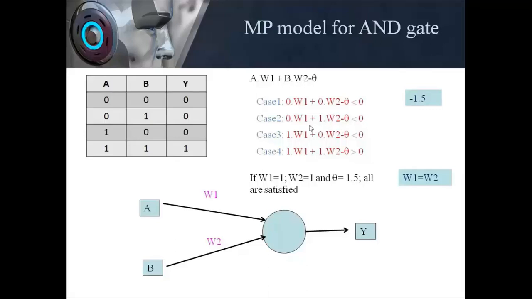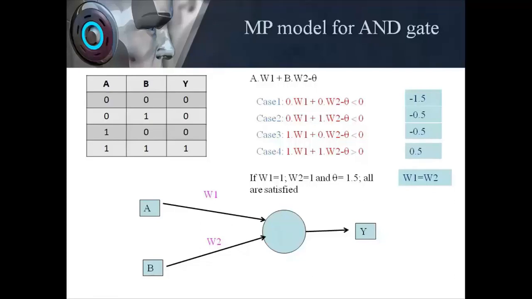Next we come to the second case. In that case, I will have the value for W2. The first term is going to be 0, the second term is going to be 1, and minus 1.5. So my answer is going to be minus 0.5, which is very well less than 0. So satisfied. Coming to the third case, again, if we compute, it is going to give me 1 for this plus 0 minus 1.5. So the answer is going to be minus 1.5, very well satisfied.